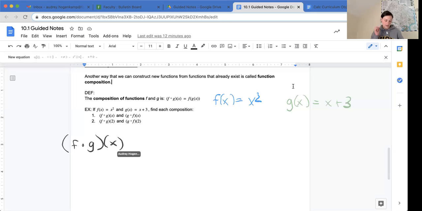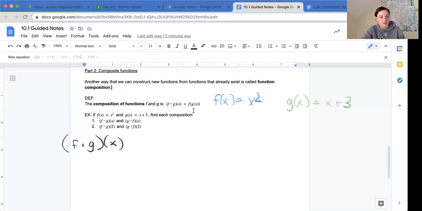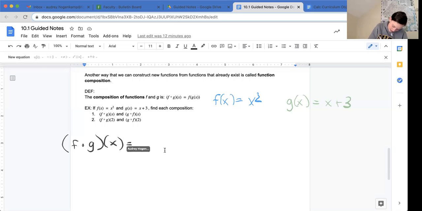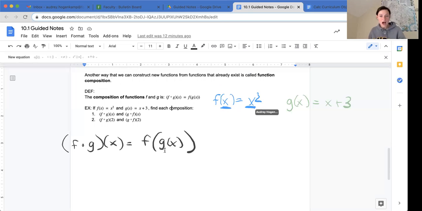So first thing we're going to do is take it from this notation to more function notation like this. So f of g of x we know is equal to f of g of x. What that means is we are going to take g of x and plug that into our function f of x. So f of x is x squared, okay?